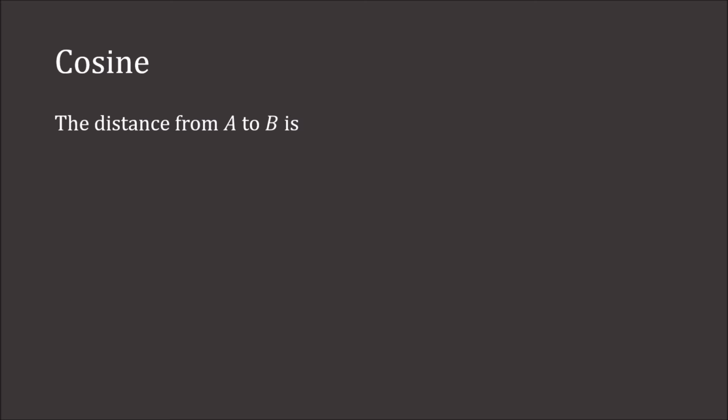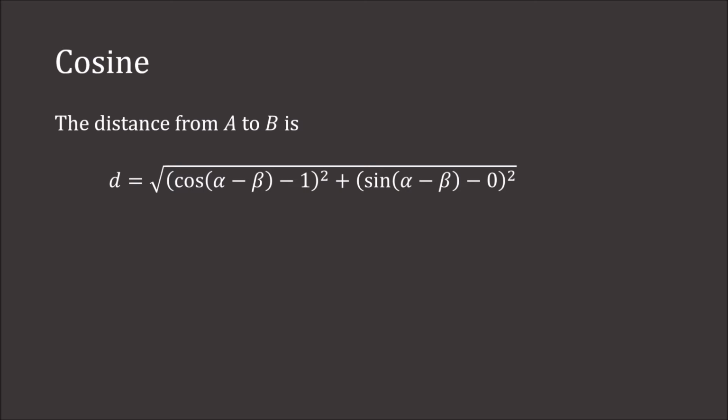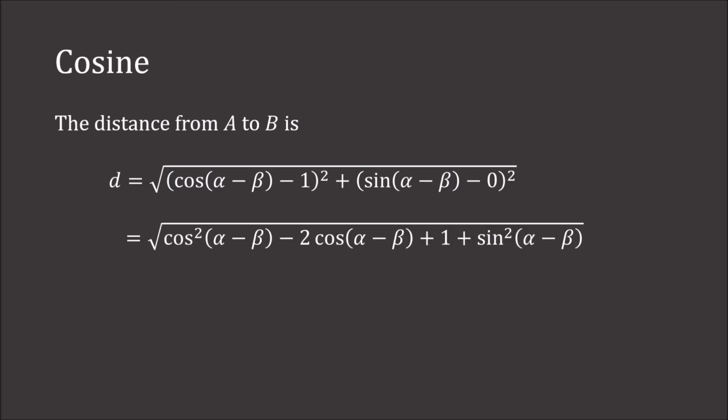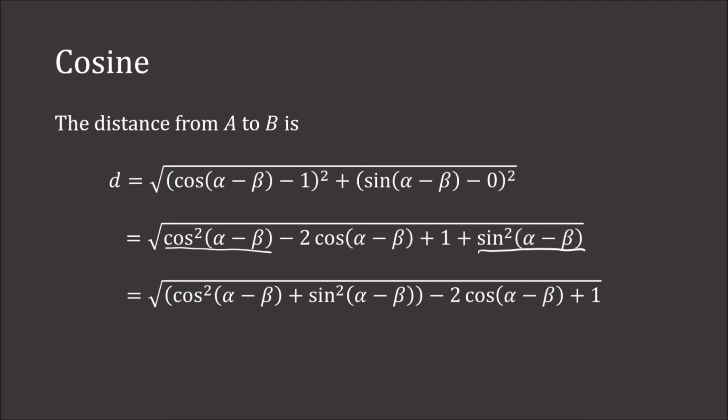Let's now look at the distance from A to B. Again, using the distance formula, is the quantity of cosine of alpha minus beta minus 1 squared plus the quantity of sine of alpha minus beta minus 0 squared, and then the square root of all that. Once again, expanding, we'll get this. We can now group these two terms together. Well, this sum here is 1. Add that to this one, we get 2, and we're left with this.